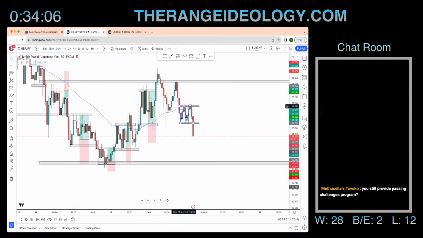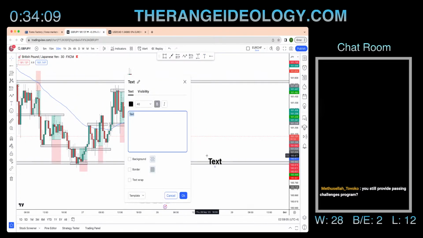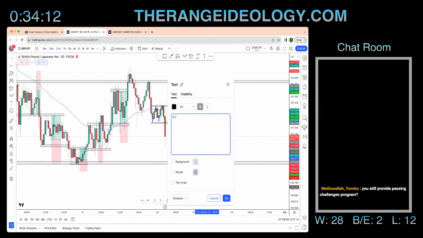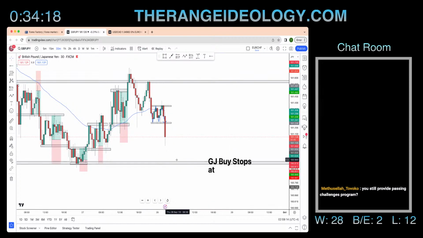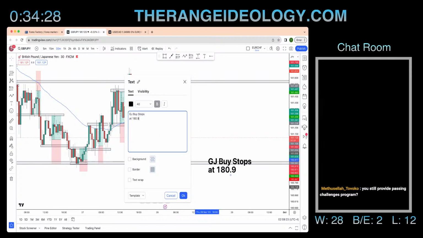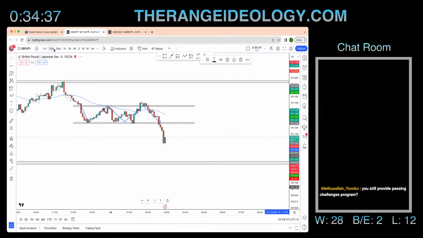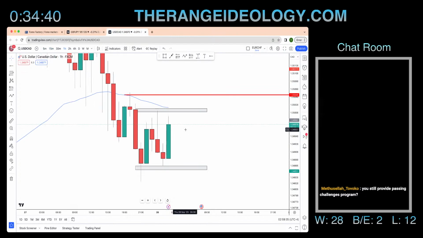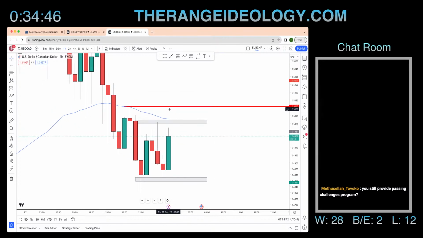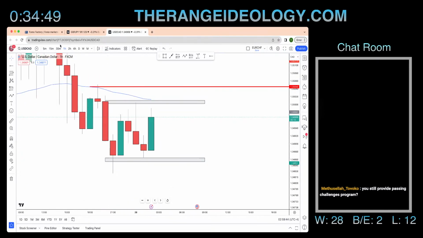Wow, so things are moving fast now. The volume is kicking in. Let me get this ready as well. So GJ buy stops at, what will this be right here, 189.50. And again, this is just an idea right now. We need GJ to move a little further down here to consider that. And USD CAD, I'm going to wait for USD CAD actually, because it may wick above this area here as well.